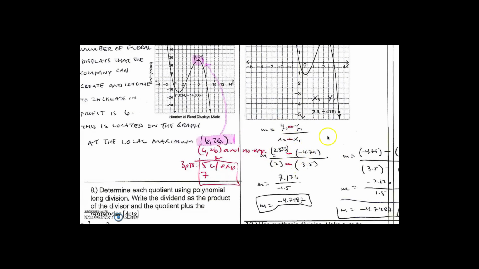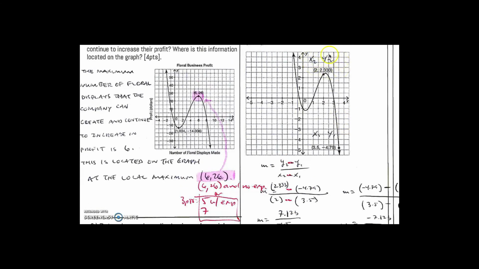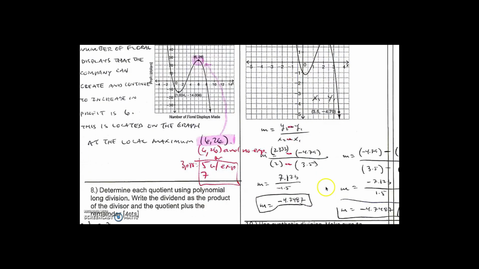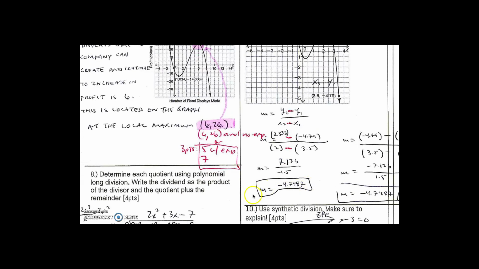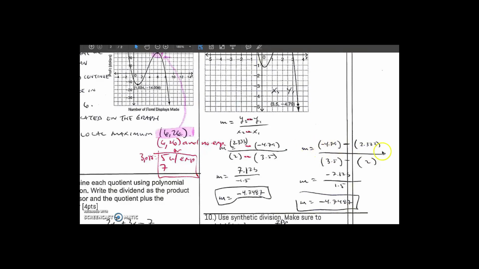Now again, if you switch the ordered pairs, let's say you call this the first ordered pair and this is the second ordered pair, that's okay. When you subtract it, you'll actually get the same thing. Slope is equal to -4.75. I wanted to show you that it doesn't matter how you label the ordered pairs. If you switched them like I just said, you'll actually get the same slope.